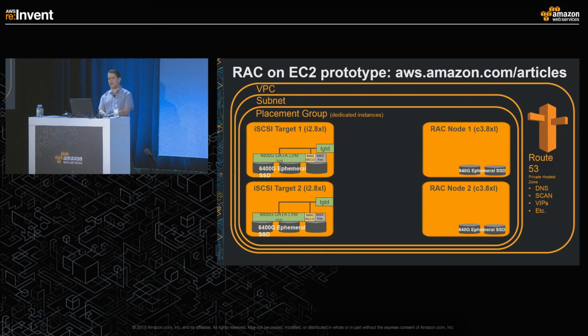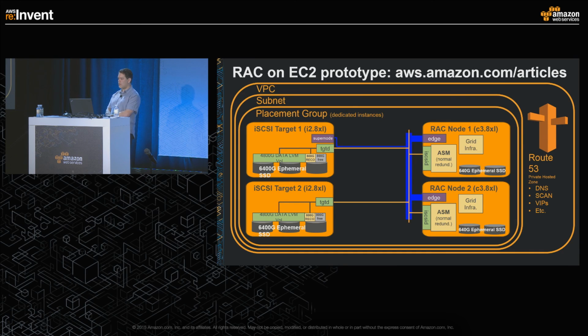Next, we built out our RAC nodes on C3 8XL class instances. These are pretty beefy compute-oriented instances. In our first run at this, we did 2 nodes. By the way, it happens that there's more ephemeral SSD available on the RAC node as well, and I'll tell you what we use that for in a minute. So we presented this storage up to the RAC nodes using iSCSI initiator software on the RAC nodes, which allows that storage to appear as devices on the RAC nodes. And we set up our virtual interconnect over the 10 gigabit Ethernet that's available within your VPC.